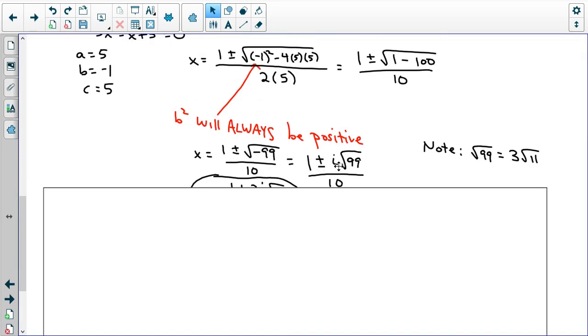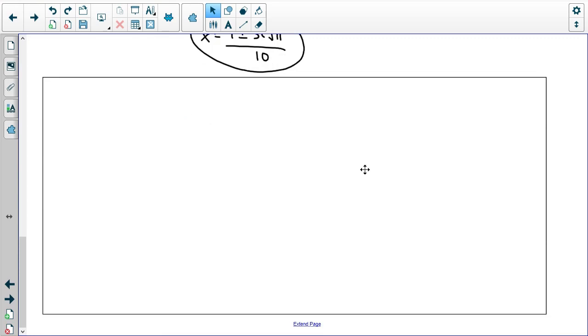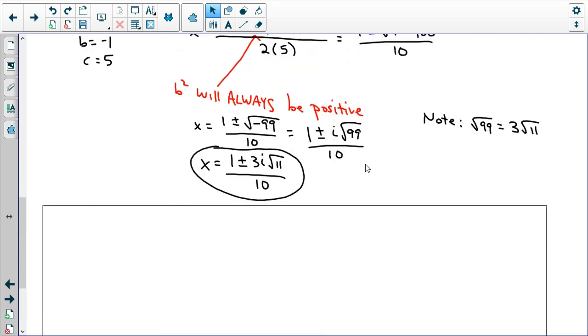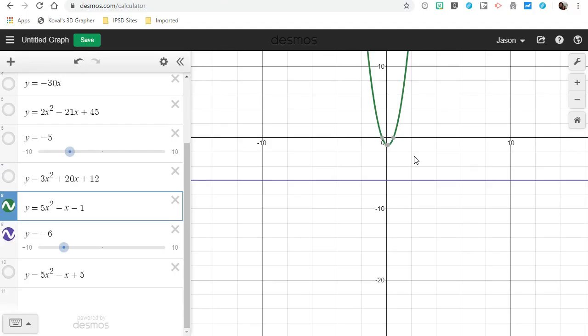I can take the i out of the radical and then note that root 99 is the same thing as 3 root 11. So x equals 1 plus or minus 3i root 11 over 10 is going to be my imaginary solutions here. Just a reminder that these two graphs don't intersect, so we are going to get imaginary solutions.